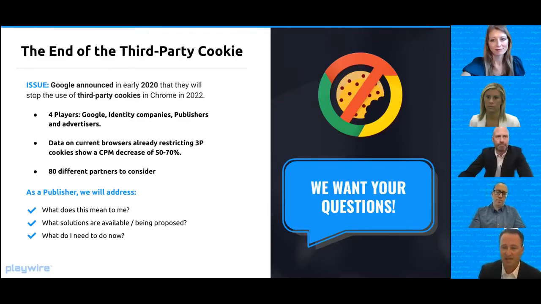We've already seen some data that supports a 50 to 70% decrease in CPMs when cookies are not allowed. And there's over 80 partners clamoring to figure this whole thing out. So there's a lot of different opportunities, players, and understanding of what this means. Today we're going to cover what it means to me as a publisher, what solutions are available or being proposed, and what I need to know.